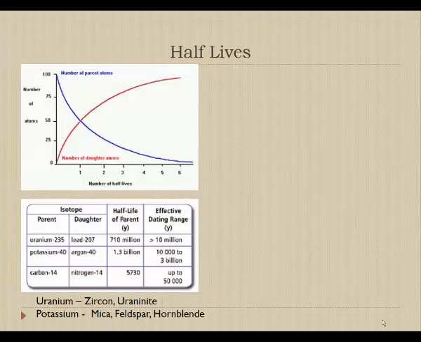At the top, there's a graph here that's showing the process of this half-life transformation. You can see the parents are shown in the blue line and the daughters are shown in the red line. At the beginning of time, when the radiometric clock starts, we would expect all of the materials to be parents. Then over time, as the parents transform, they turn into daughters. And so as parents disappear, daughters increase.